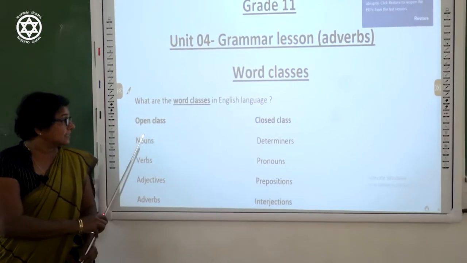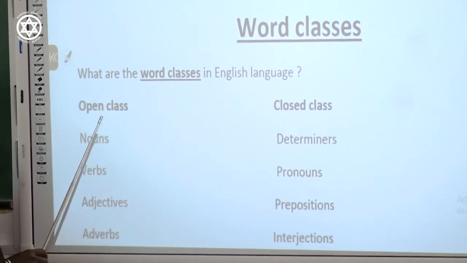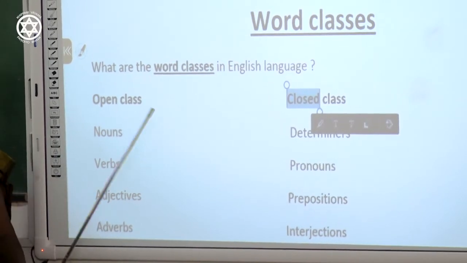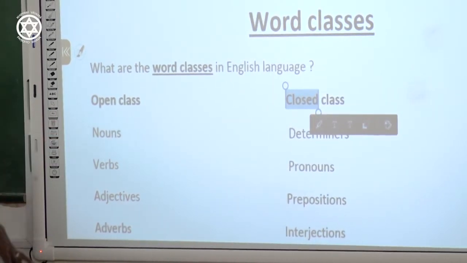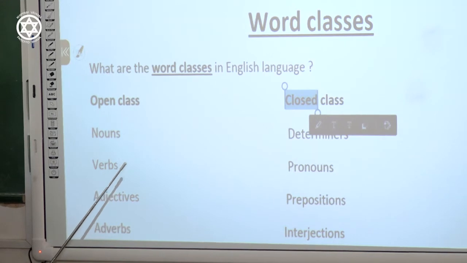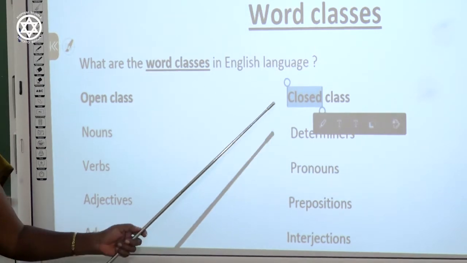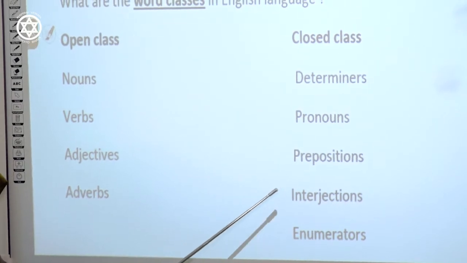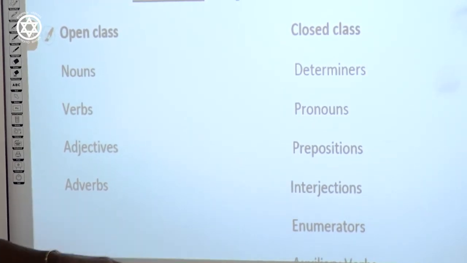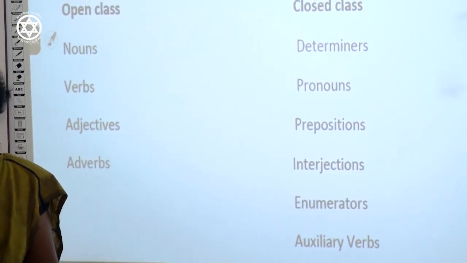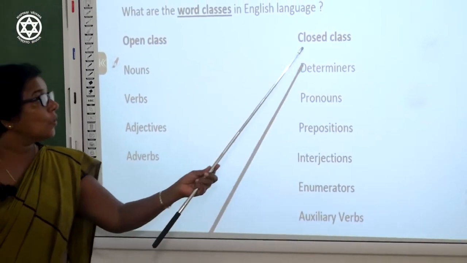Here, the word classes are divided into two main categories: the open class category and the closed class category, right? So, let's see which classes of words belong to the open class. Nouns, verbs, adjectives and adverbs belong to the open class category. And determiners, pronouns, prepositions, interjections, enumerators and auxiliary verbs belong to the closed class category. So, why do we say open class and closed class?